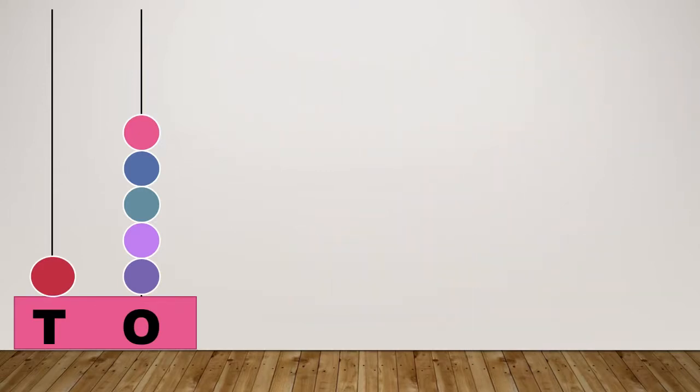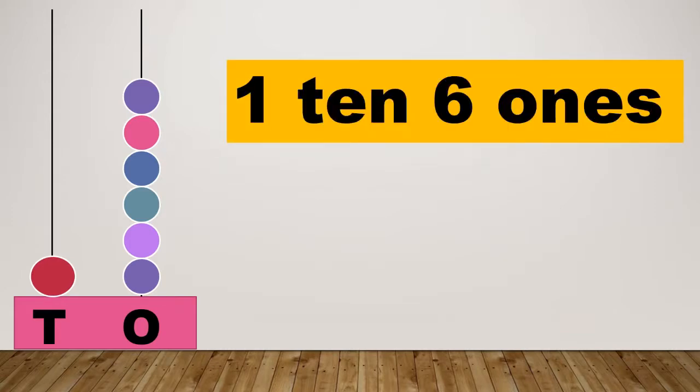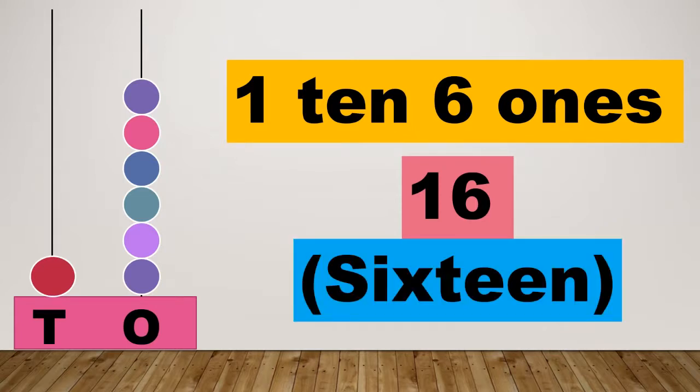Now I want to put one more bead in ones place. Already it has 5 beads and I want to put one more. So can you tell me how many beads altogether in ones place now? Right, 6 beads in ones place and 1 bead in tens place. So 1 ten, 6 ones. 1 ten, 6 ones makes 16. SIXTEEN, 16.